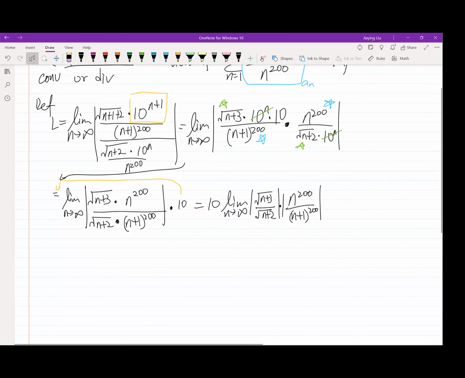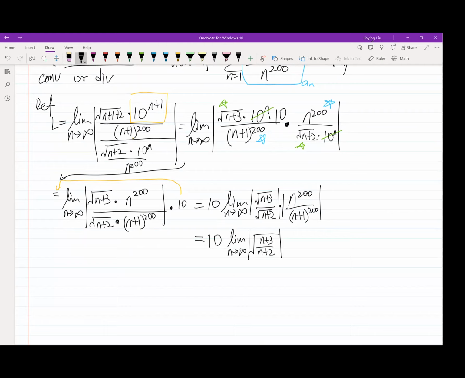And the next step is that we can take the two square roots and write them as one square root. So that's the limit as n goes to infinity of the absolute value of the square root of (n plus 3) divided by (n plus 2), but now they are all underneath the same square root, not two separate ones.